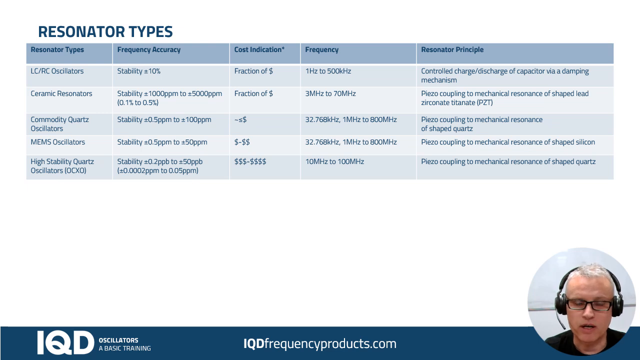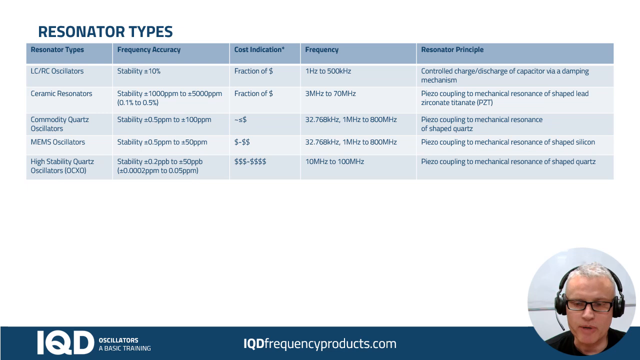However, there are times when that's just not good enough, and there we would move up to the next level, which would be a high stability quartz oscillator. So that could be an OCXO, and an OCXO in today's world is available down to frequencies in the range of 0.2 parts per billion or 200 parts per trillion, and that would be the type of frequency deviation you might see caused by temperature from these products. Costs are going to be a lot higher.